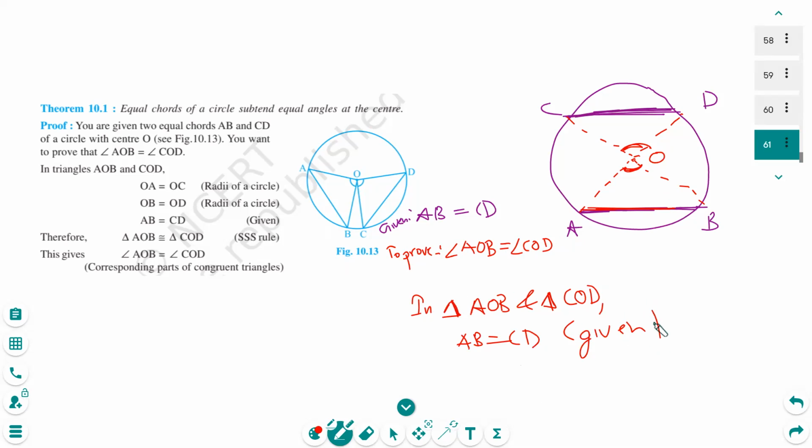Now what can I write further? Can anyone tell me? Sir, vertically opposite angle. We have to prove it. Okay, we cannot take them as equal. What other things can I take?